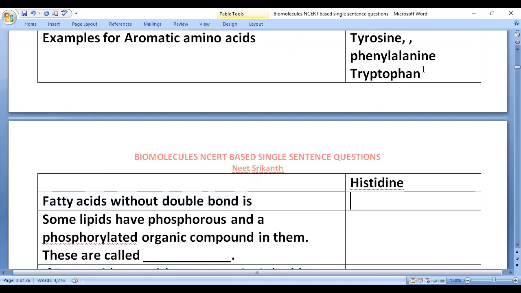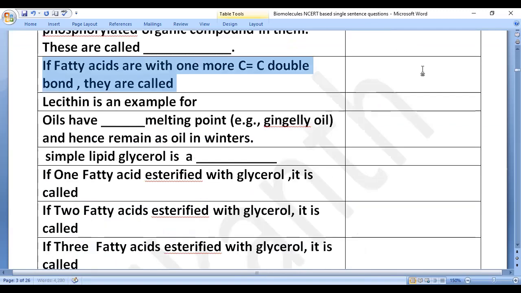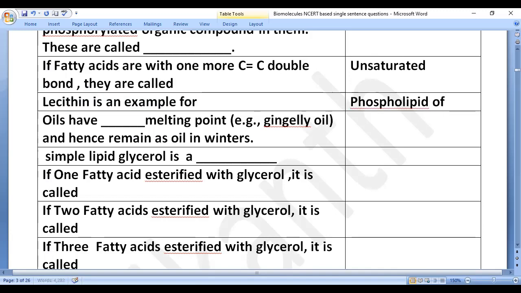A fatty acid without a double bond is saturated. Some lipids have phosphorus and a phosphorylated organic compound in them. These are called phospholipids. Fatty acids with one or more carbon double bonds are called unsaturated. Lecithin is an example of a phospholipid of the cell membrane.